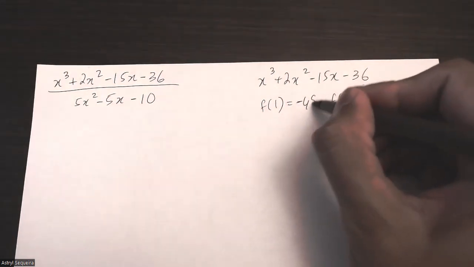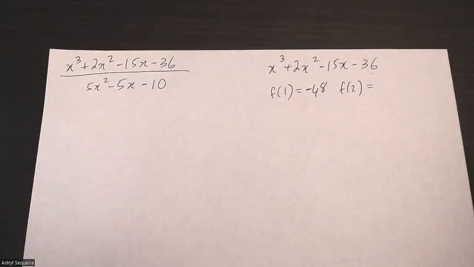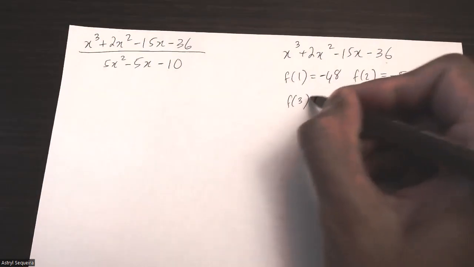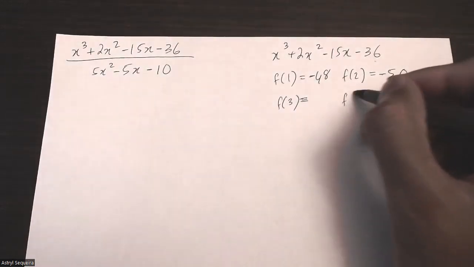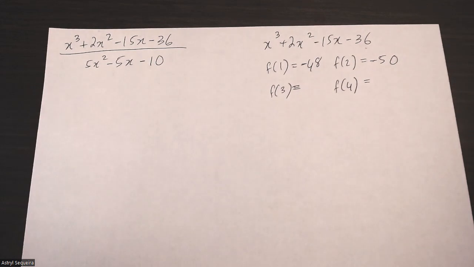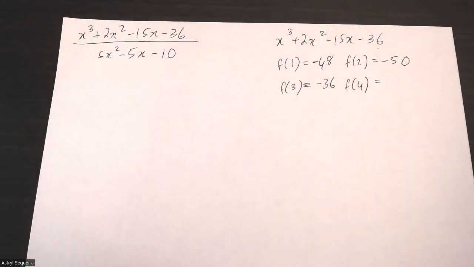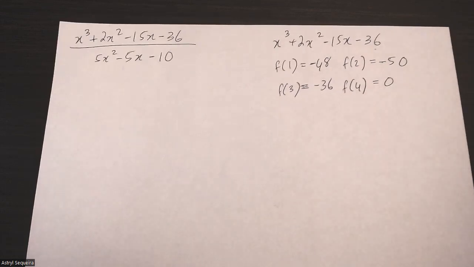Then negative 48 for this one. And if I try positive 2, I get negative 50, so those don't work. I'll try positive 3 and positive 4 next. If these don't work, I'll go to negative numbers. I personally like to try the positive ones first. Negative 36, and f of 4 is 0. So I found my first factor, which is x minus 4.